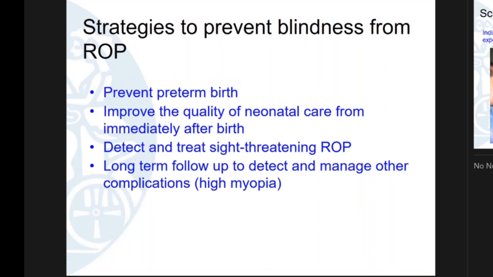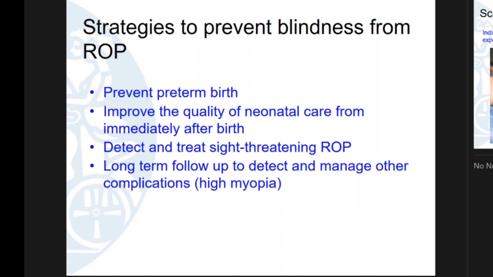The first thing is to prevent preterm birth. This could be quite challenging and is beyond the scope of this presentation. Improving the quality of neonatal care from immediately after birth is really very, very important. And ophthalmologists who are involved in ROP screening really need to familiarize themselves with the risk factors so that when they go into neonatal units, they have some awareness of the level of care being provided.